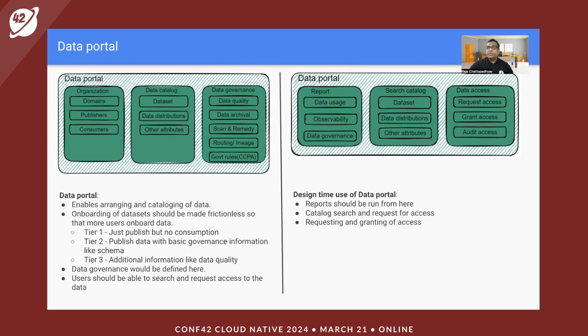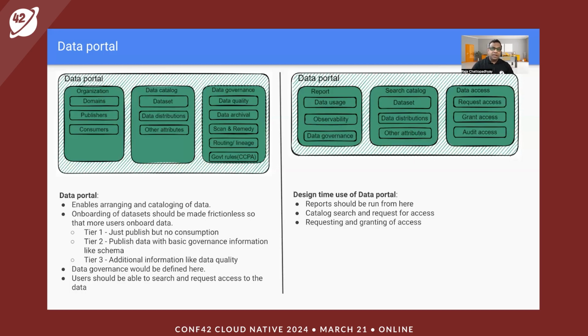We will also need to let the publisher define their data in the catalog. This would be data sets, data distribution, and other things. After defining the data, after defining the catalog, the publishers may be asked to define the data quality, lineage, and other things so that the consumer has confidence in the data that they are consuming. The basic idea here is to reduce friction for the data to be published.